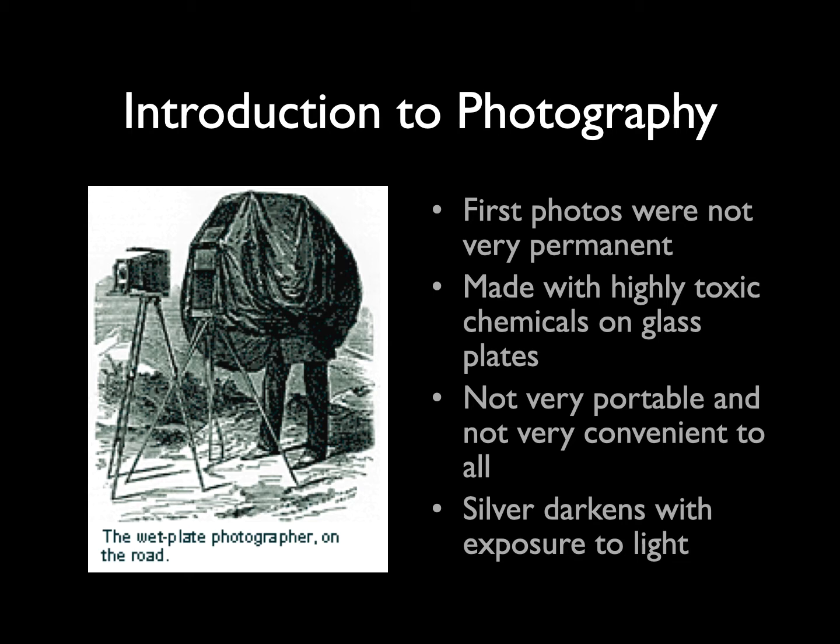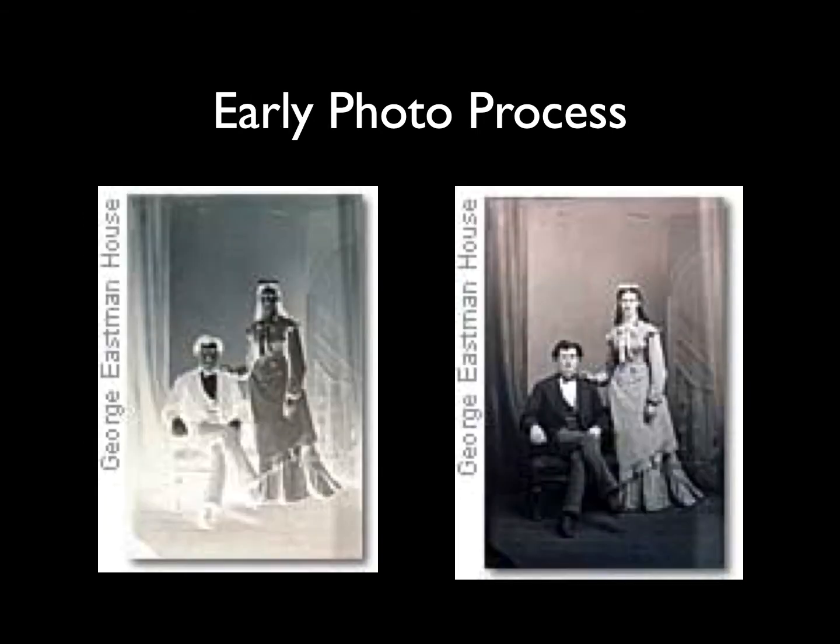So the exposure of the light on the chemical causes a chemical reaction, which makes the silver in that chemical turn dark. And so that is how we get a photograph. You can see this isn't a very portable, practical way to make photos, but that's how it started.